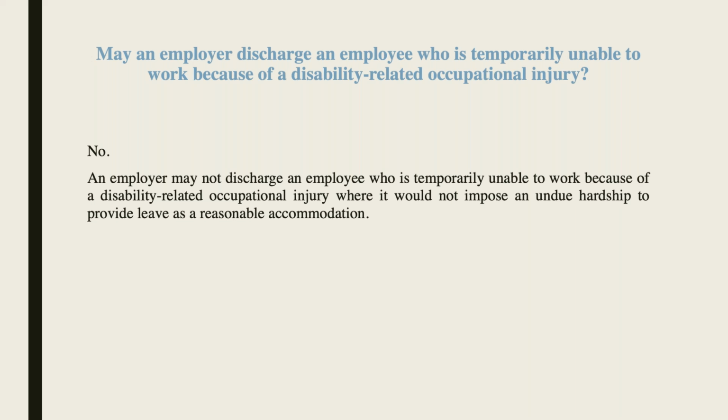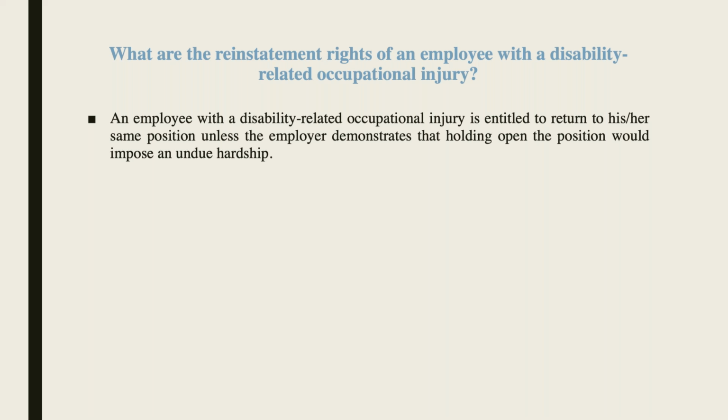May an employer discharge an employee who is temporarily unable to work because of a disability-related occupational injury? No, and I think that sometimes we jump the gun a little bit in saying, well, we're not finding use of this employee because of a disability-related occupational injury, and they're probably not going to, maybe at least 6 months, they're going to be out. Like, can we just discharge them? And generally the answer is going to be no. We leave them on the books, and we make that employment-related decision later once more information comes about.